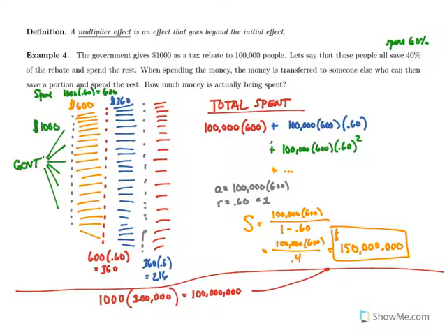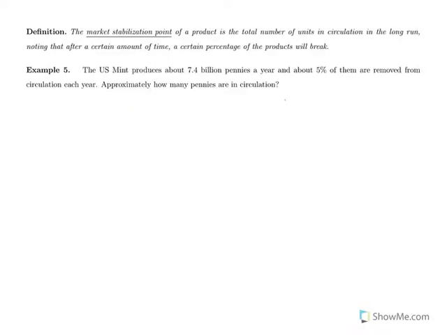All right, I think we have one more problem here. This has to deal with market stabilization point. So the idea here is that the market stabilization point of a product is going to be the total number of units in circulation in the long run. And the idea is that when you have a product in circulation, a certain percentage of those products are going to break because of overtime or malfunction, whatever it's going to be. So it's not just going to be adding the same amount each year, because some is going to be decreased at some point.